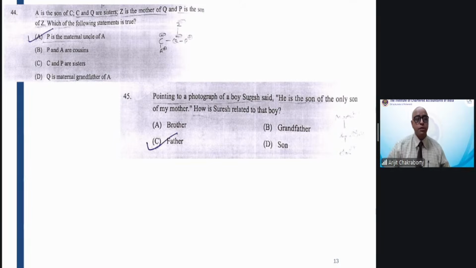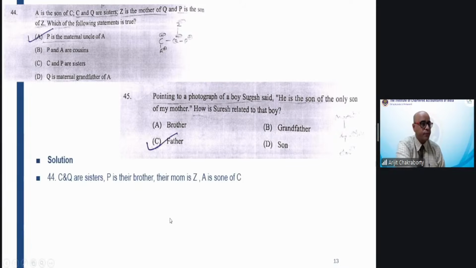Pointing to a photograph, Suresh is saying the boy in the photo is the son of the only son of my mother. My mother's only son means me. And therefore the boy, Suresh is saying my mother's only son. Suresh, mother, only son. So it is Suresh. So the boy is what? Suresh का बेटा. So we can say ये जो लड़के का फोटो है, बच्चे का फोटो है, the boy is actually the son of Suresh. Suresh is the father of the boy. This is the 45th question. A quick glance at the logic.